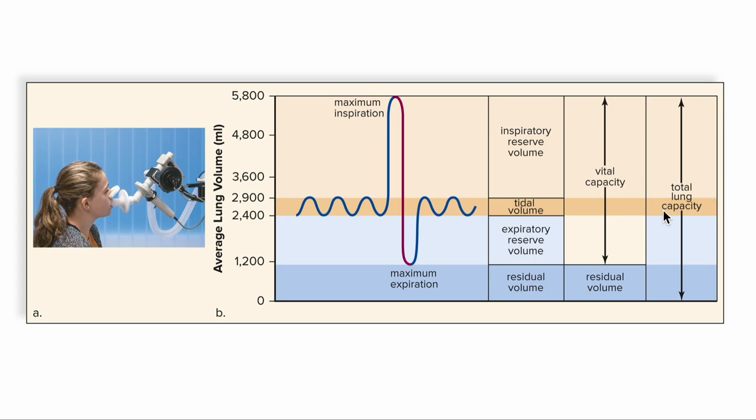If we want to know our total lung capacity, though, we're going to have to add the residual volume to the vital capacity to get the total amount of air. And if we look over here at average lung volume, you can see it could be as much as 5,800 milliliters of air for a total lung capacity as measured by this spirometer device over here, where you breathe into it with your nose closed off so that no air is being lost or coming in through your nose.